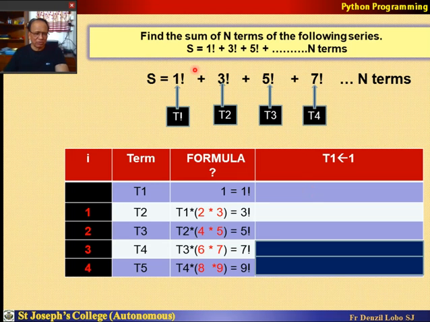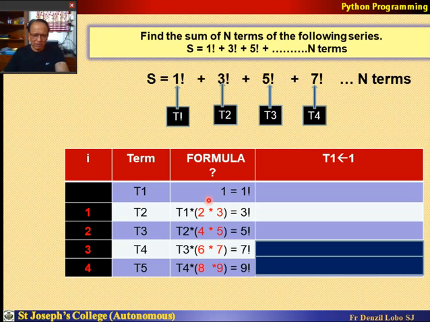As I've told you earlier, whenever you have a series, always look at the next term from the previous term. So as you see here, 3 factorial, how do you obtain it? By multiplying 1 factorial by 2 and 3. How do you get 5 factorial? You multiply 3 factorial by 4 and 5, and it goes on like that. So that is what we are going to do.